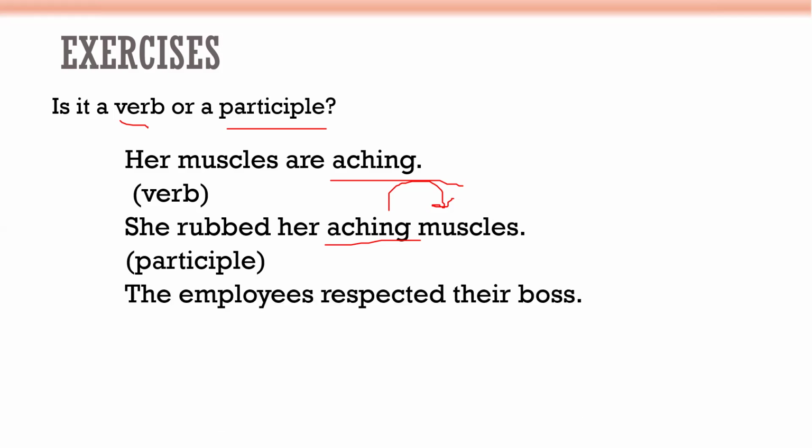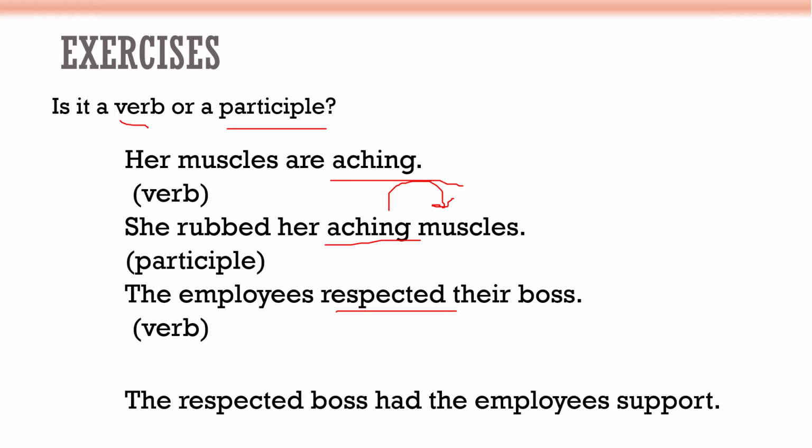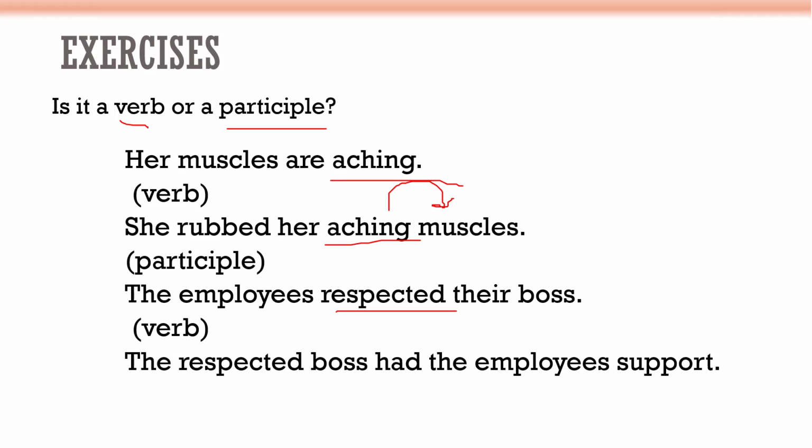One more example. The employees respected their boss. Respected. Is it a verb or a participle? Subject. Verb. The verb. Meaning it functions as a verb, right? The employees respected their boss. The respected boss had the employees' support. So here, makikita nyo yung participle. Again, it's before the noun. Okay?